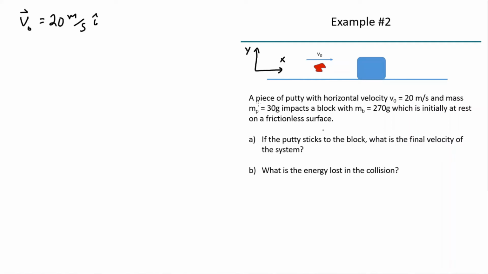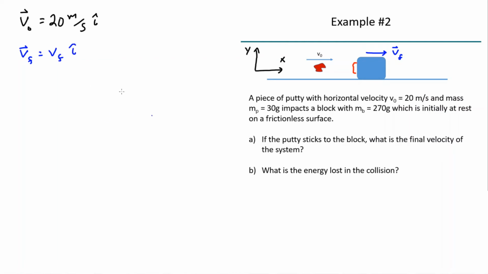Okay, so this piece of putty comes in, it hits this block, and it sticks to it. So you can imagine after the collision there's a little lump of putty here on the block, and the whole system is going to move in the same direction with some velocity V final. And we know V final is also going to be in the X direction. So we'll say V final equals the magnitude of V final times i hat.